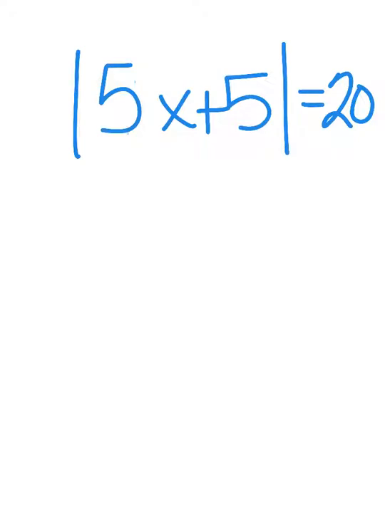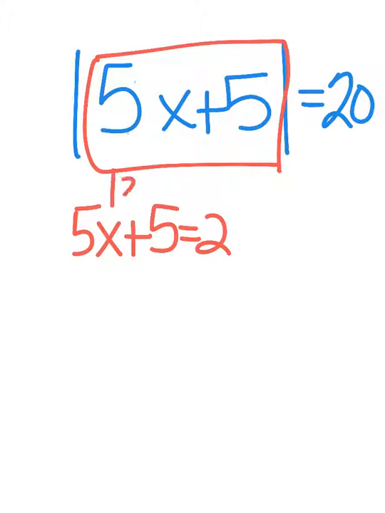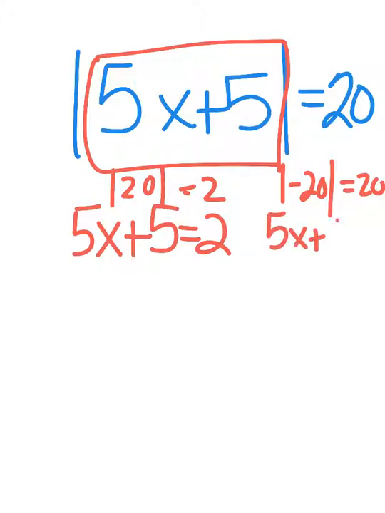Let's look at one more of these. We have this mess inside has to equal 20. So this mess this time, this 5x plus 5, has to equal 20 because the absolute value of 20 is 20. And then we want to find out what's going to make the stuff inside negative 20. Those are the two equations we're going to solve. And maybe this one you can't do in your head, maybe you can. This is supposed to say 20, not 2, by the way.